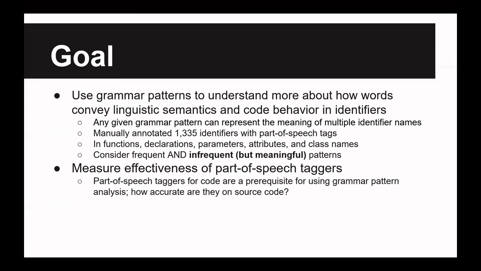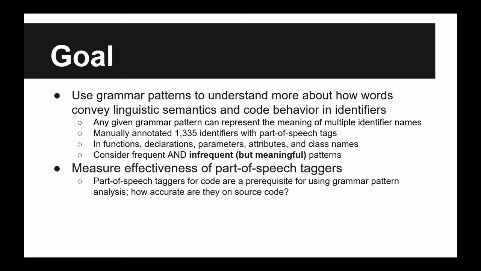The goal of this work is to use grammar patterns to understand more about how words and the identifiers that these words are part of convey linguistic semantics and code behavior. To achieve our goal, we manually annotated 1,335 identifiers with part-of-speech tags. These identifiers were drawn from 5 different code contexts: function, declaration, parameter, attribute, and class names.